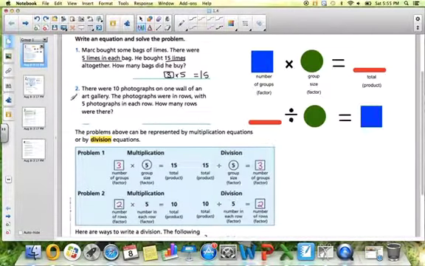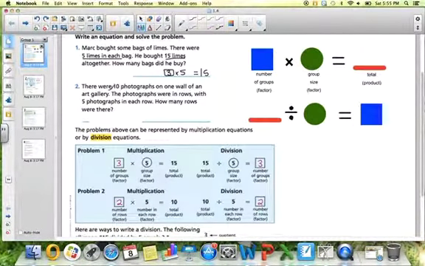So then let's go to number 2. There were 10 photographs on one wall of an art gallery. The photographs were in rows with 5 photographs in each row. How many rows were there? So using this model again, there were 10 photographs on the wall. The photographs were in rows with 5 photographs in each row. So how many rows? So we know that there were 10 photographs altogether. So we know our product.